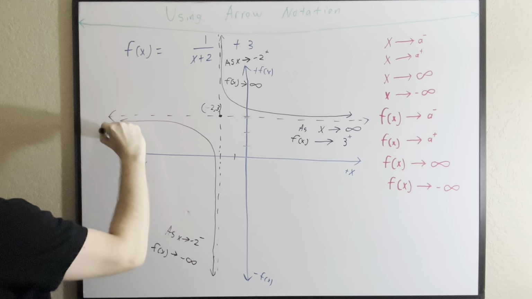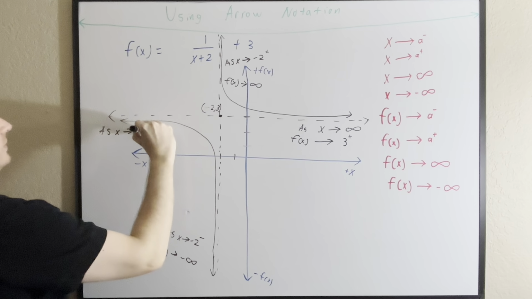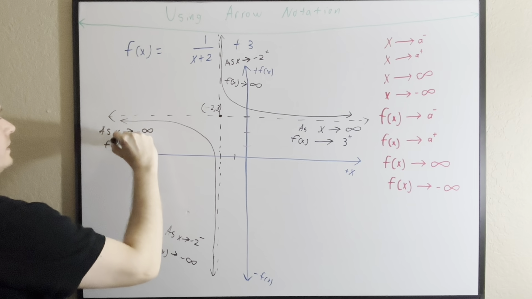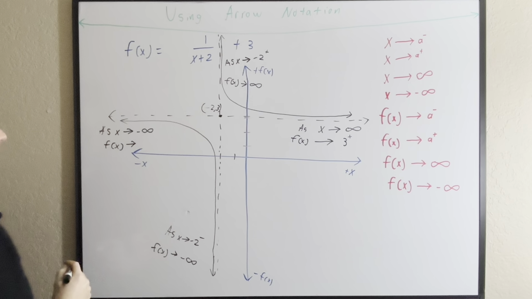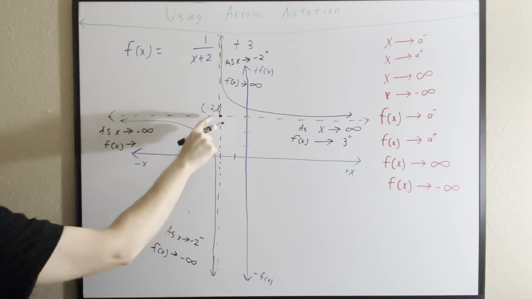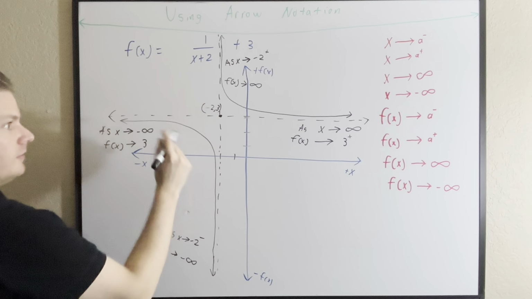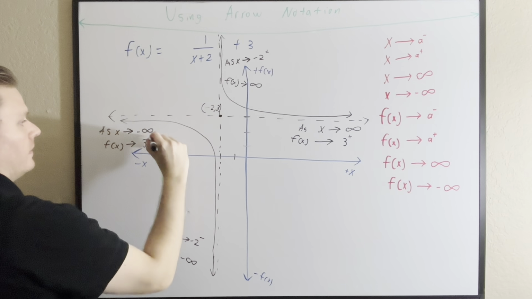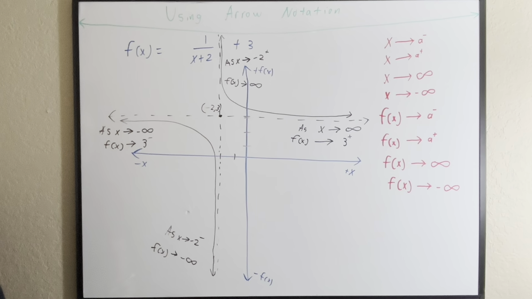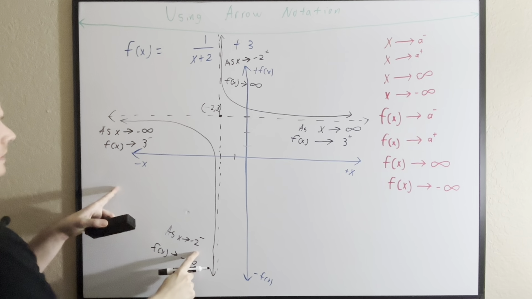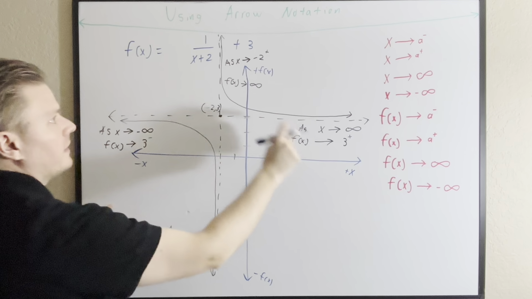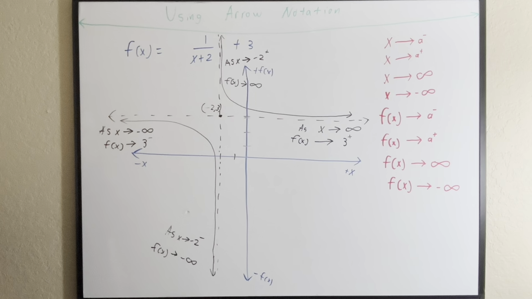And as x approaches negative infinity, f of x approaches what? Positive 3 again, from underneath, from the negative side. That is what we're talking about. We're talking about the end behavior of the graphs.